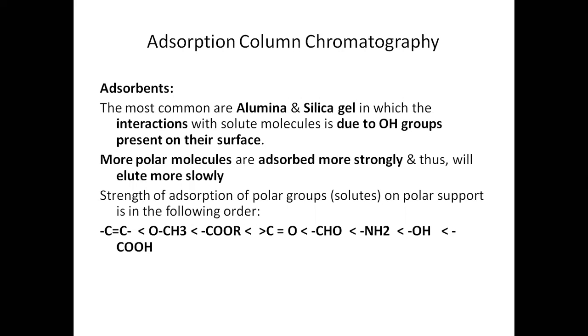So when the method was evolved initially, at that time column chromatography was initiated with the help of alumina and silica gel, and adsorption was of course because of the hydroxyl moieties that are present on the surface. So therefore, as a result, more polar groups or more polar molecules are adsorbed more strongly, and thus they will elute more slowly.